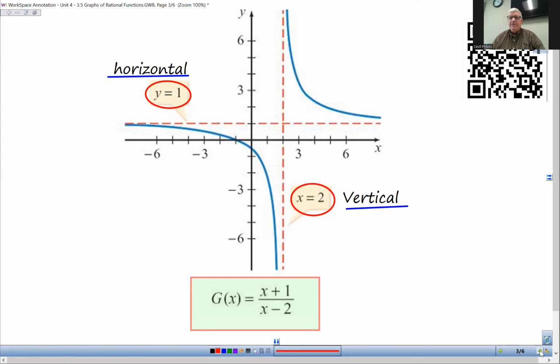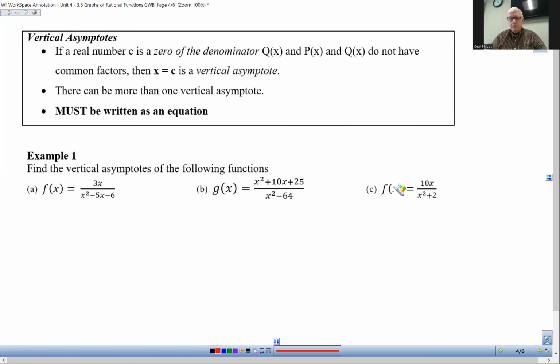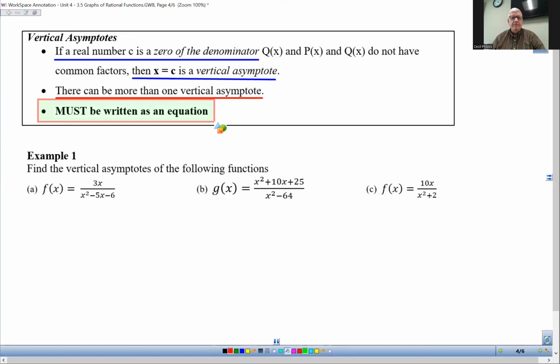Okay, so let's look at how we find these. We're going to start with vertical. So if a real number c is a 0 of the denominator, remember a 0 is any number that makes that value equal 0 when we plug it in, then x equals c, or x equal to that value, is a vertical asymptote. Okay, so with vertical asymptotes, there can be more than one. And again, it must be an equation. Be sure to highlight that in your notes and maybe even put a star next to it. You have to write it as an equation. That equation is going to be x equals some number, whatever that number is.